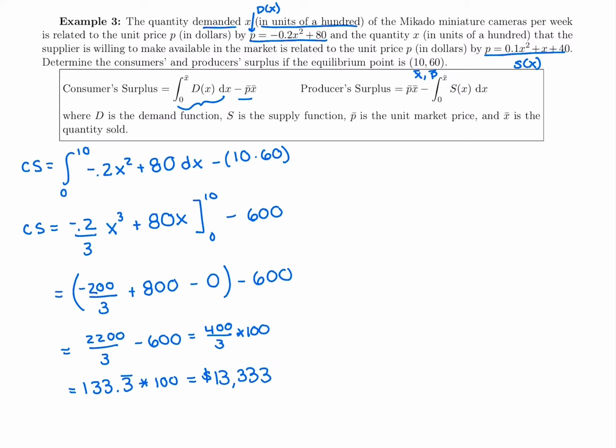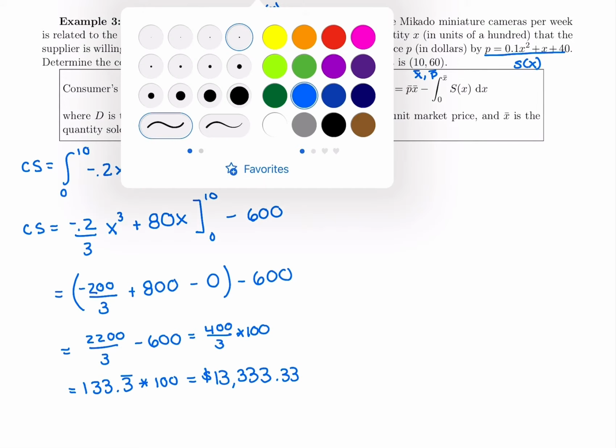$13,333. So we could stop there if we're told to round to the nearest dollar, or if we're not told where to round to, we could go to the nearest penny. It's money, so we wouldn't go beyond that. So that's the consumer surplus. They're selling 100 cameras, which 10 times 100 really means they're selling 1,000 cameras. And those 1,000 customers feel like they're cumulatively saving $13,333. So they feel like they're getting a really good deal.